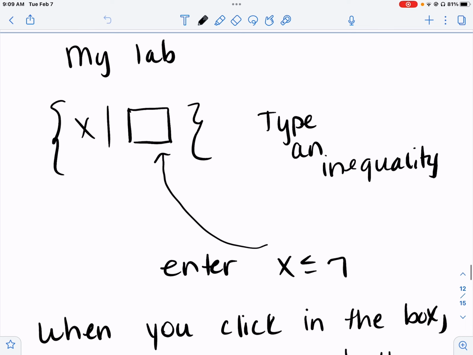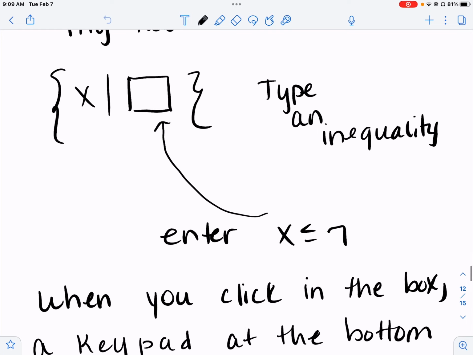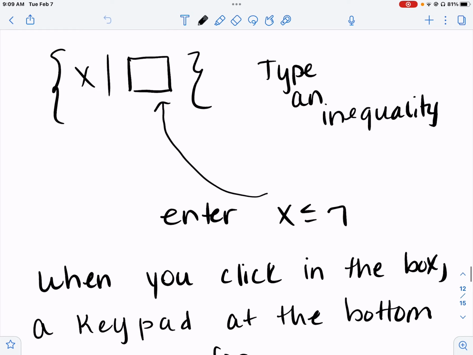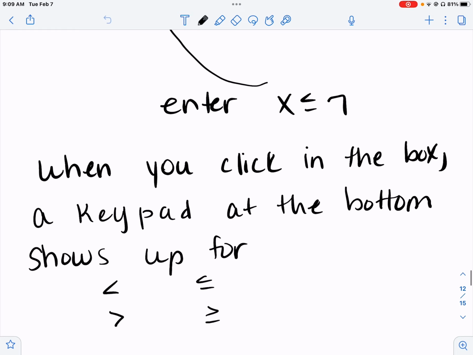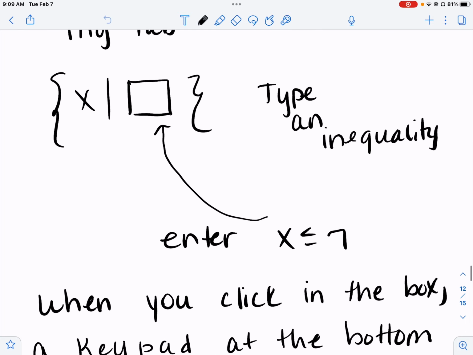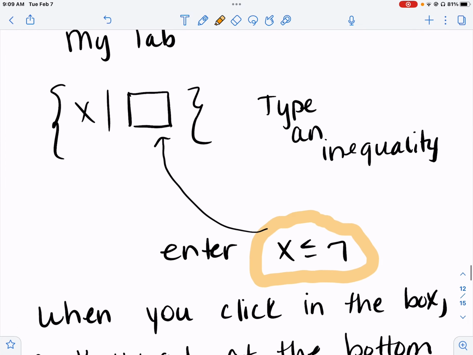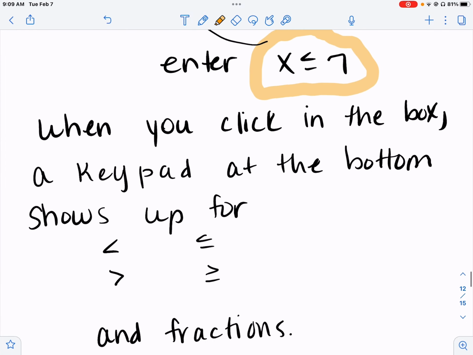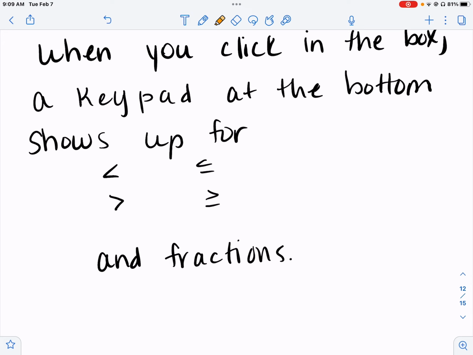Okay, in my lab, it's going to look like this. Okay, where you have your box. When you click in the box, a keypad at the bottom is going to have your less thans and greater thans and or equal tos. Okay, so you enter your inequality. Okay, this is what you would put in that box. X is less than or equal to 7. Okay, if we were working this problem right here. And then when you click in the box, the keypad will pull up the inequality symbols.